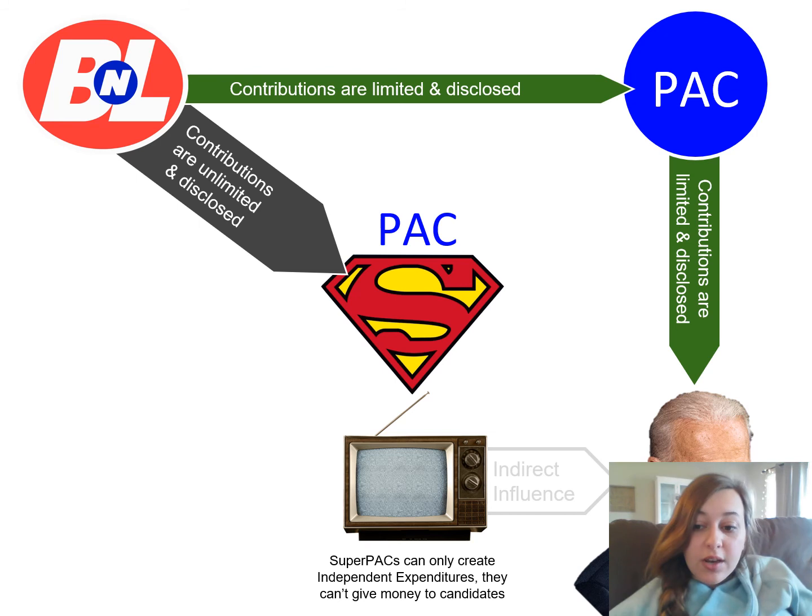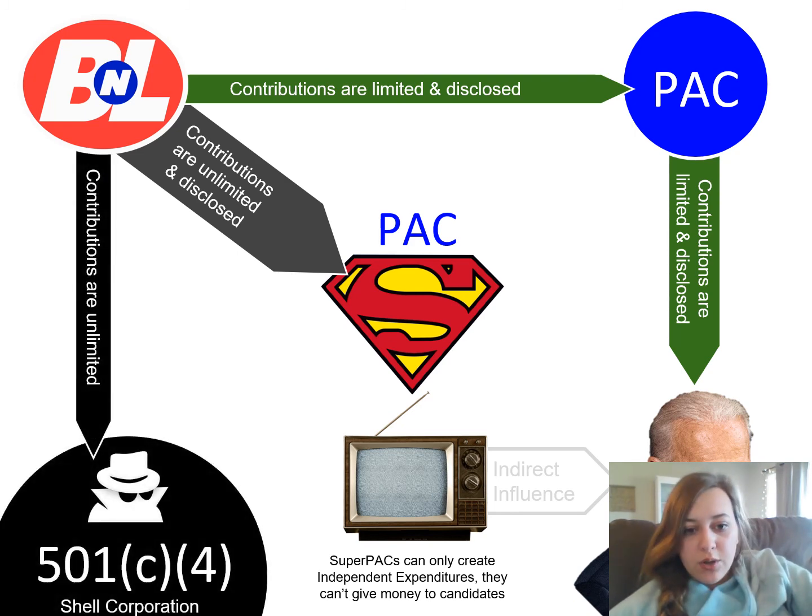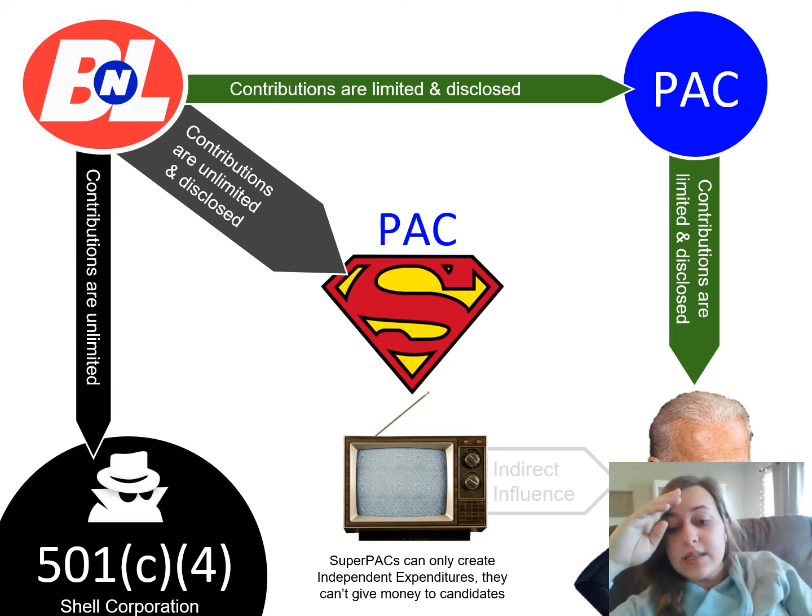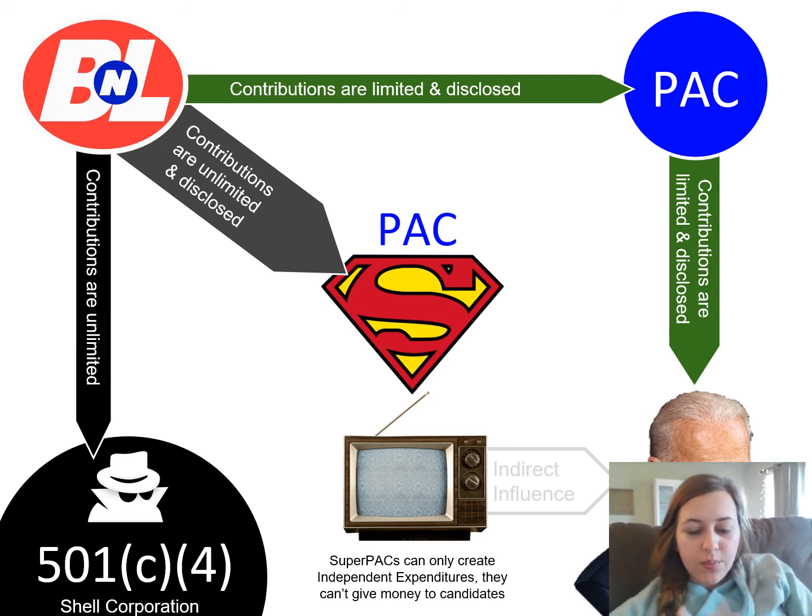Now, a corporation may want to hide their money. They don't want people to know that they're giving money to political causes because it could make them lose clientele. So how would they do that? They're going to give money to a shell corporation, a 501c4. The US tax code does not view a 501c4 as any sort of organization that is politically motivated. According to the tax code, they are for educational purposes.